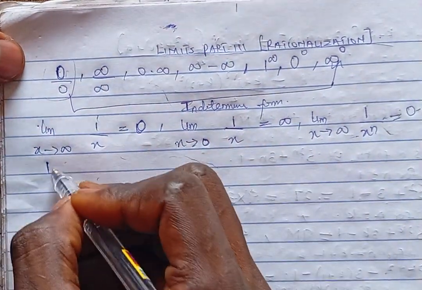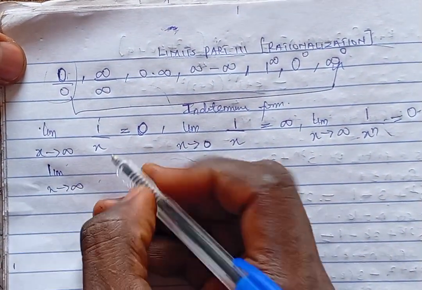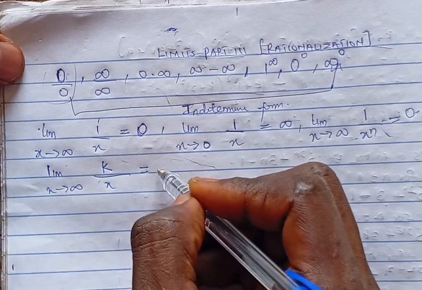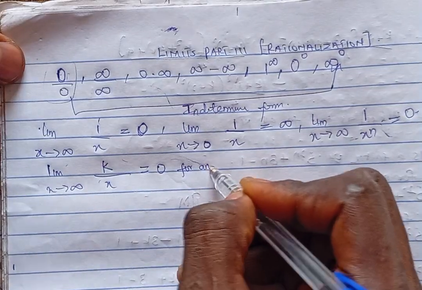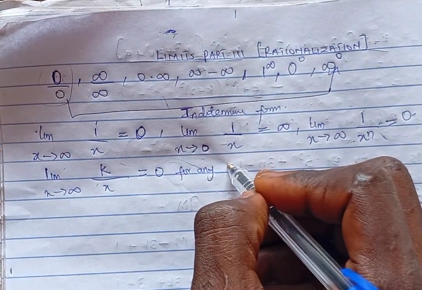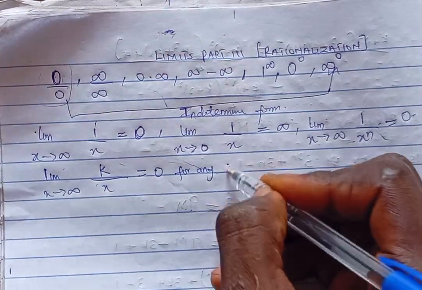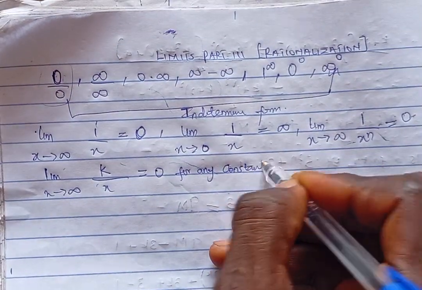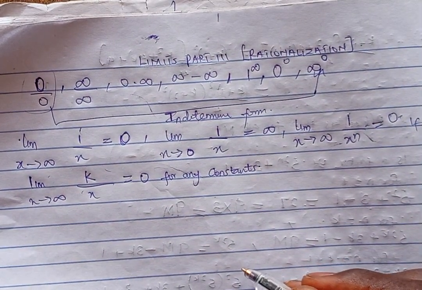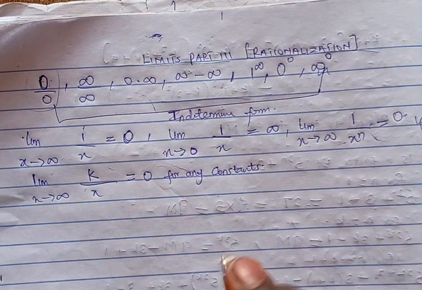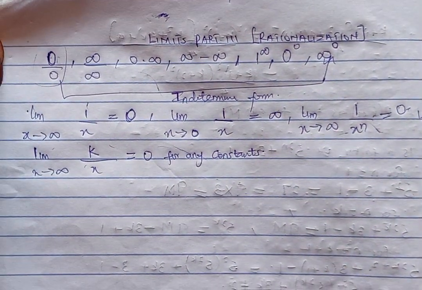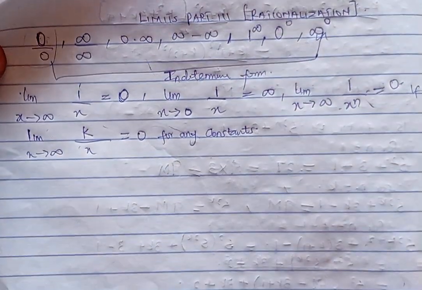We still have another one. The limit as x tends to infinity of any constant k over x will also give us 0. It can be 6, it can be 1000, provided that it is divided by x and your x is tending to infinity, for any constant. So that's what I want to tell you. Make sure that you familiarize yourself with all these concepts as we are going to be using them when we are solving questions. Now let's proceed with our examples.